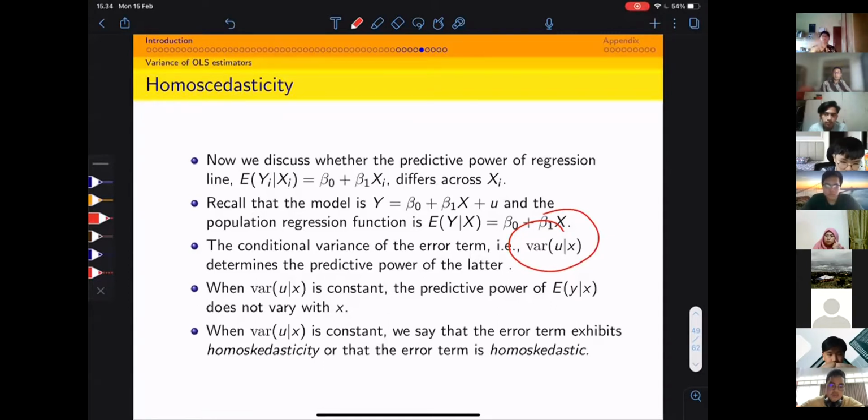Any questions up to this point? I've introduced quite a lot in this sub-discussion about homoscedasticity, so let me know if you have any clarification.